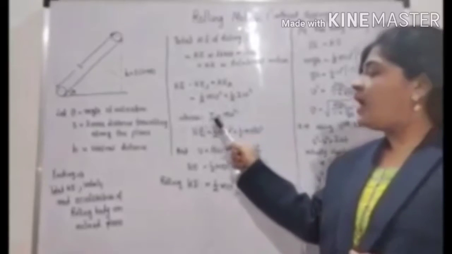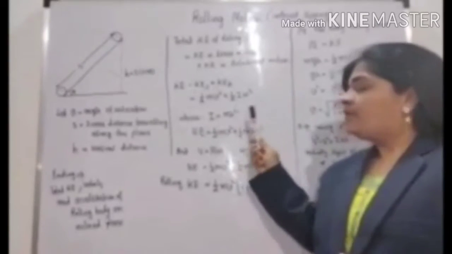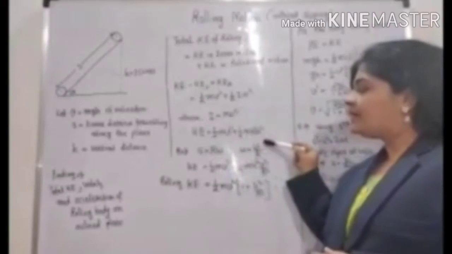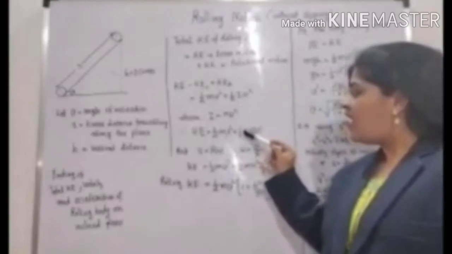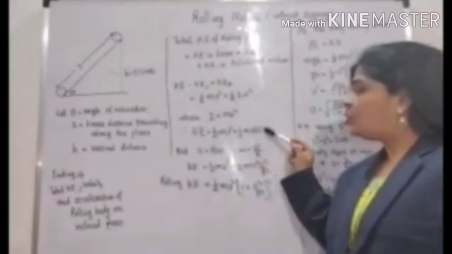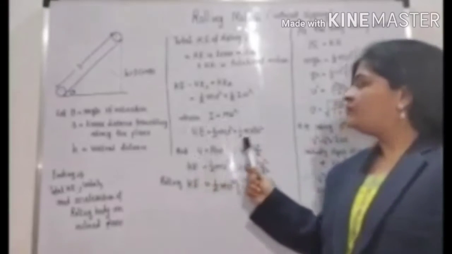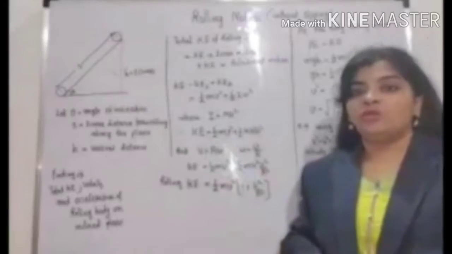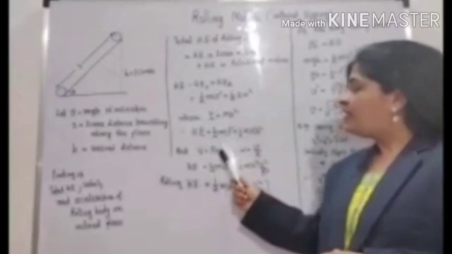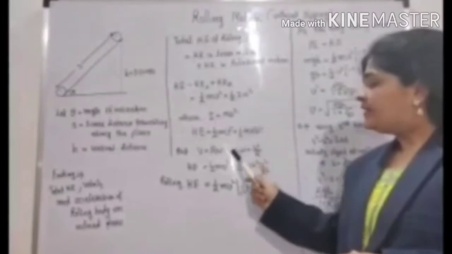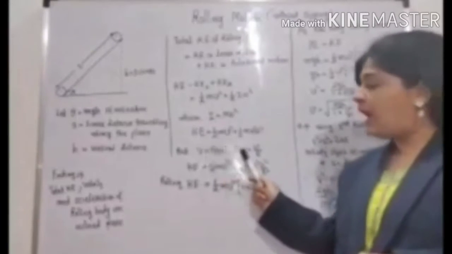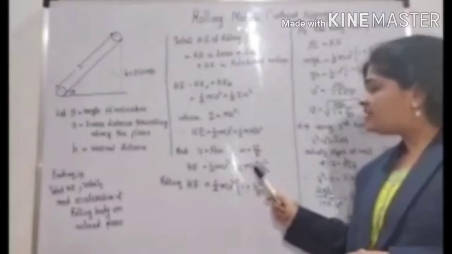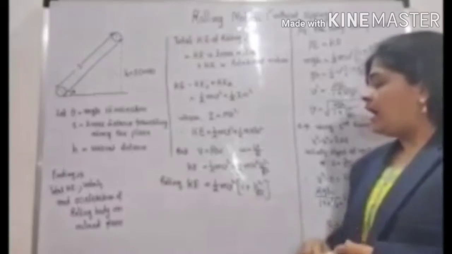Now we substitute I is equal to m k square, where k is the radius of gyration. After substituting, the equation becomes half m v square plus half m k square into omega square. We already know that v is equal to r into omega, which we learned in the circular motion topic. Now we substitute omega is equal to v upon r. After substituting, the term becomes half m k square into v square upon r square.